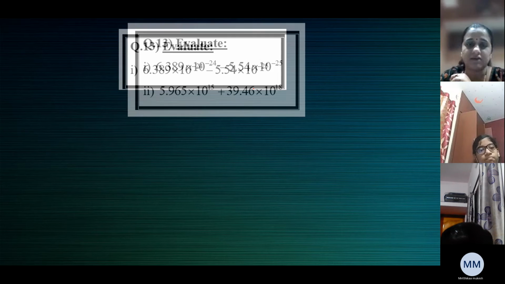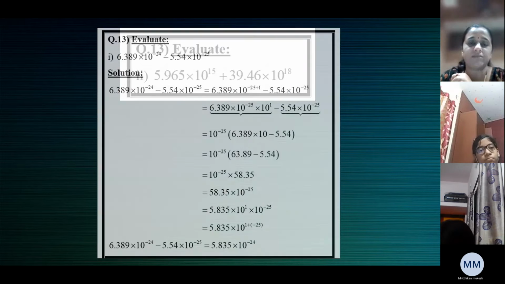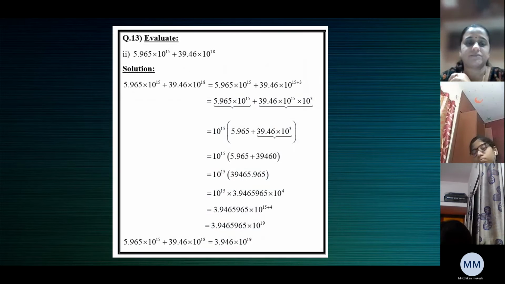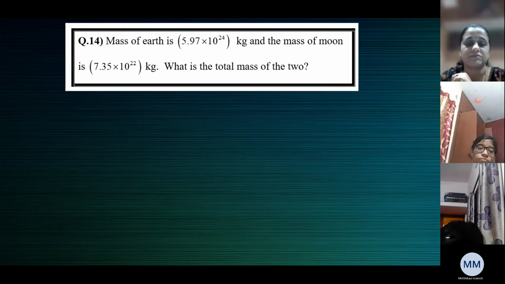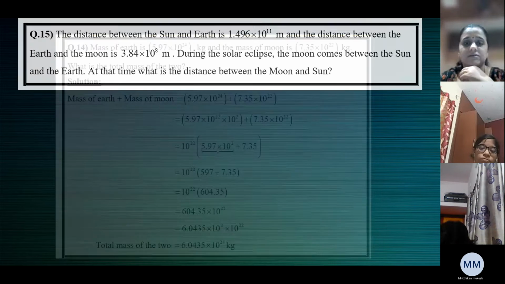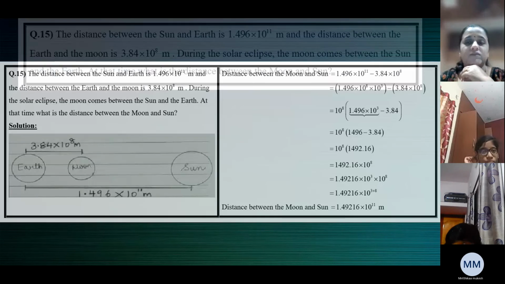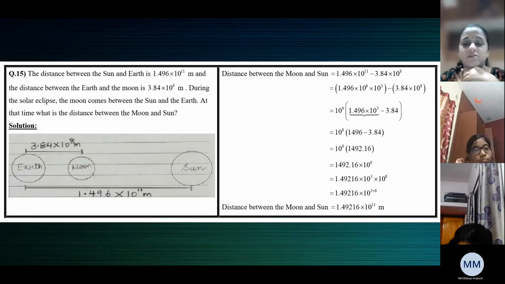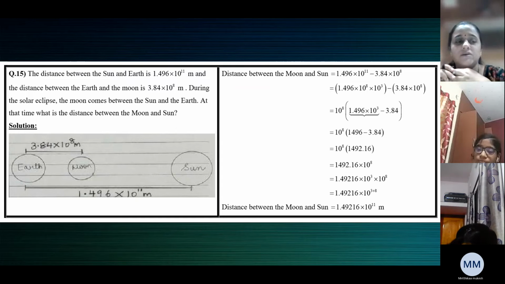Now the same thing as a word problem. Where you have to add to find the total mass. This was the first question where you have to add to find the total mass. Here we have to find the difference, to find the distance between the moon and the sun. So the same thing in a word problem.